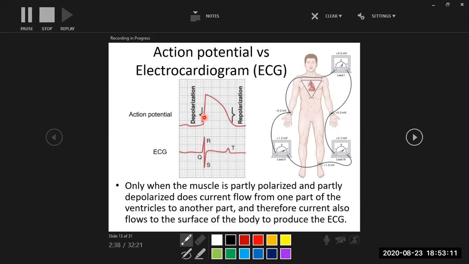So it's very much like the wave, very much like an earthquake. Here we have a stable membrane potential, and all of a sudden it changes. That voltage change is very much like an earthquake. It generates a wave, and that wave can be detected by the EKG.